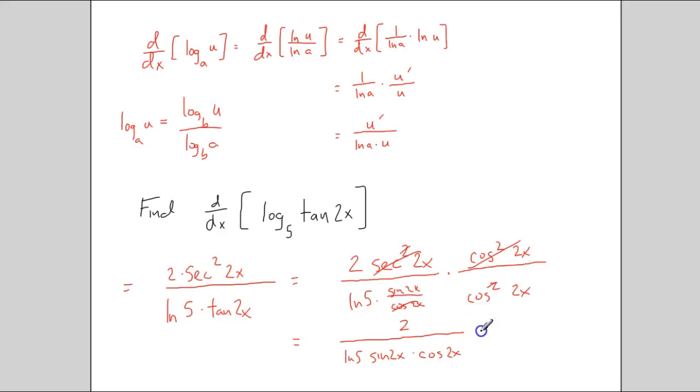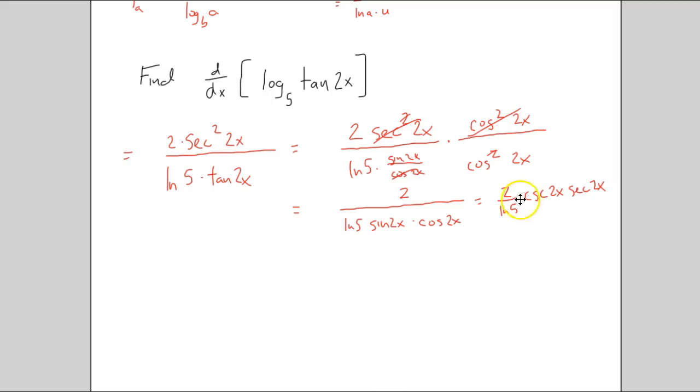Alright, and then this is 2 over the natural log of 5. And then 1 over sine 2x is cosecant 2x. And then 1 over cosine x is secant 2x.